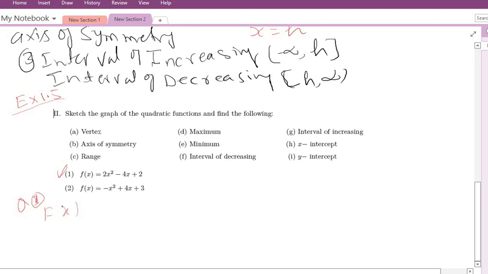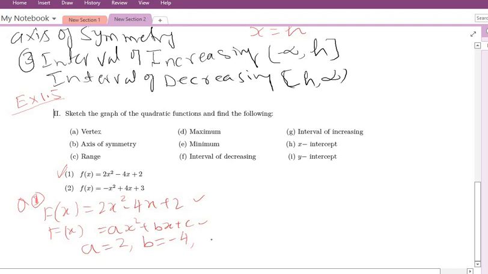f(x) = 2x² − 4x + 2. Before going further, I need to write the standard form, then you can understand easily: ax² + bx + c. If you compare this with the standard form, you can observe that in place of a it is written as 2, in place of b it is written as minus 4, and in place of c it is written as 2.